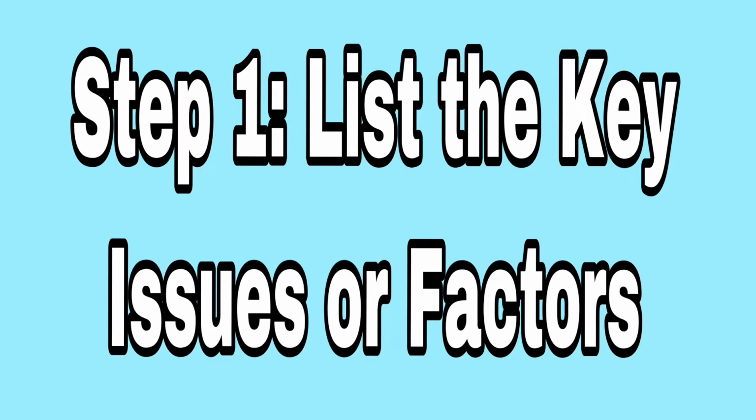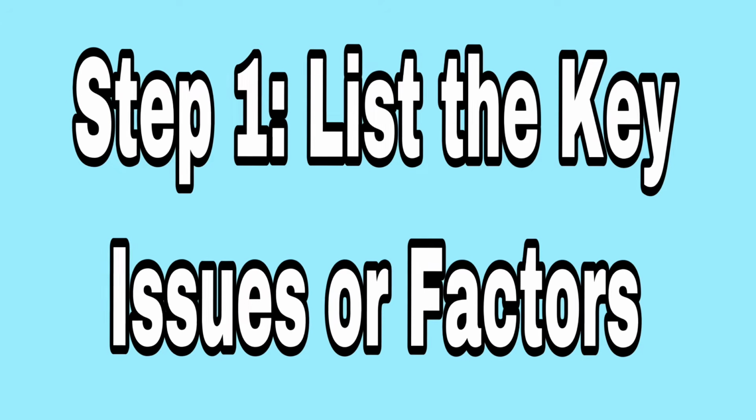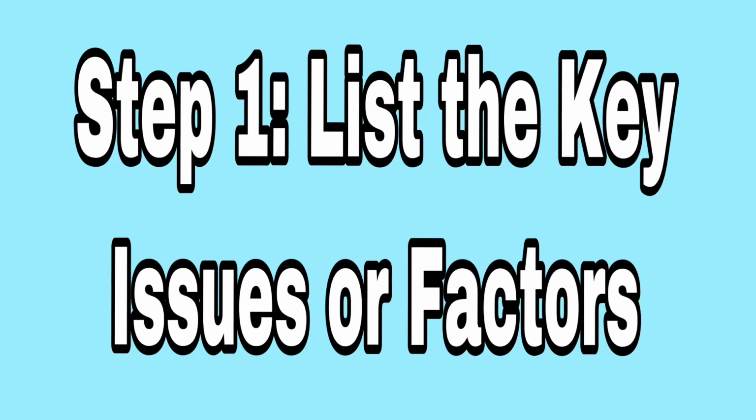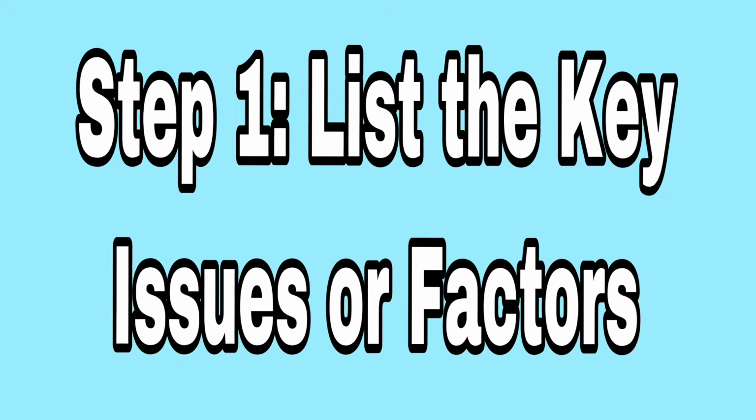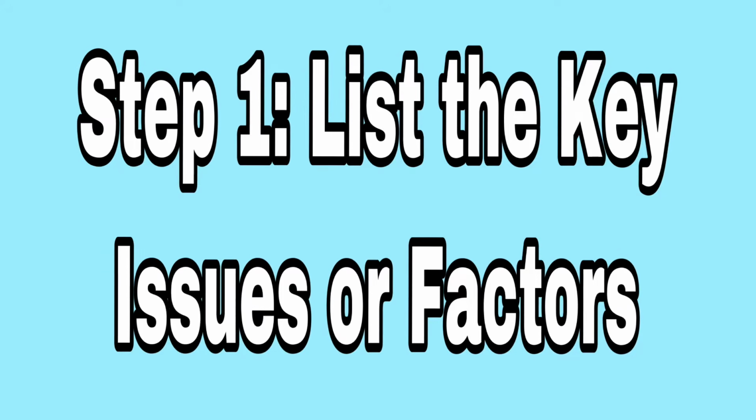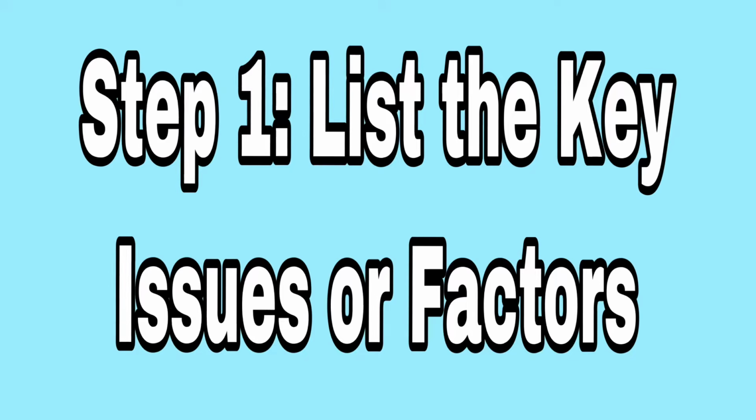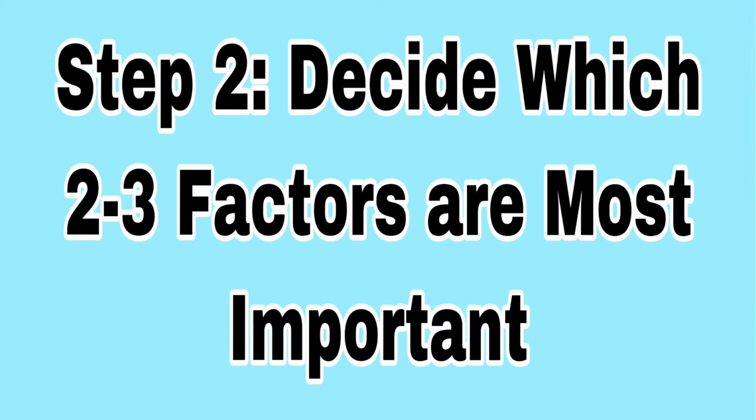However, when you're given a prompt that asks you about key issues or factors, one of the first things you want to do is to make a list of all those possible factors. This could be done before you actually approach the documents or as you're reading. Now that you have your list of factors, the next step is to actually decide which of those factors are the most important. So you're going to be creating a hierarchy of sorts because you need to assert that certain factors are more important than others.